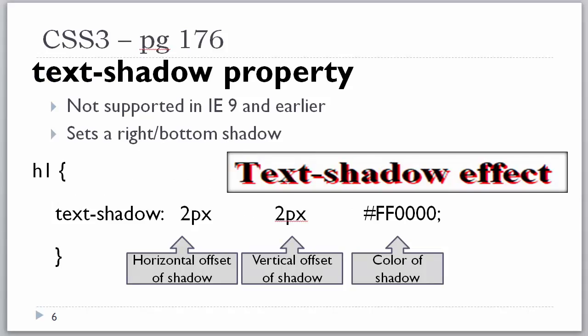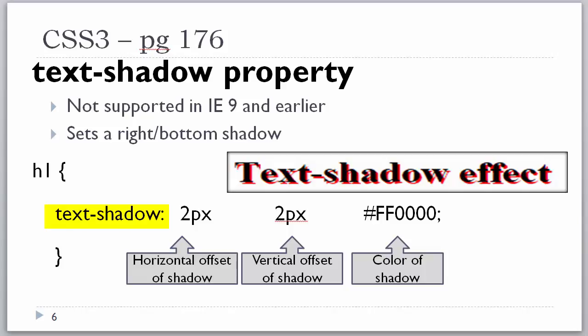So let's take a look at the text shadow property. Now this is not supported in IE 9 and earlier, so that if it doesn't show, nothing is really lost. We still see the text. What this does is set a right and bottom shadow, similar to a drop shadow if you are a Photoshop user.